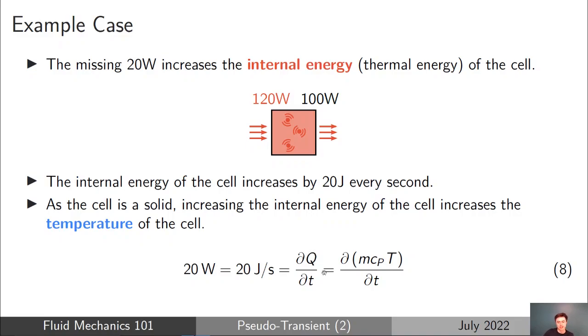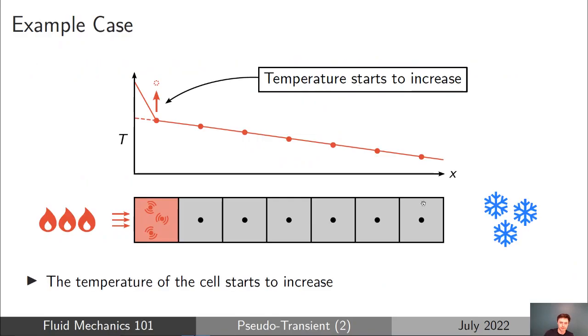And we could also replace this Q, the internal energy, with m Cp T, where m is the mass of the cell, Cp is its specific heat capacity, and T is its temperature. So what this really tells us is that because we're considering a solid element of a bar, rather than a fluid or gas element of a mesh, for example, the internal energy accumulating in that cell is going to manifest itself as an increase in temperature of that particular cell.